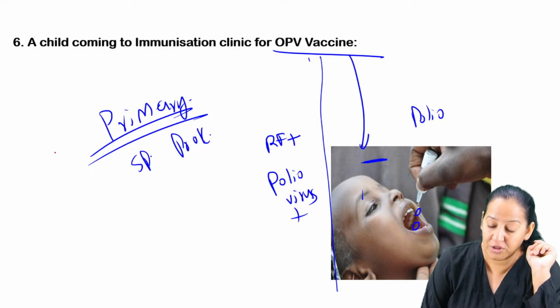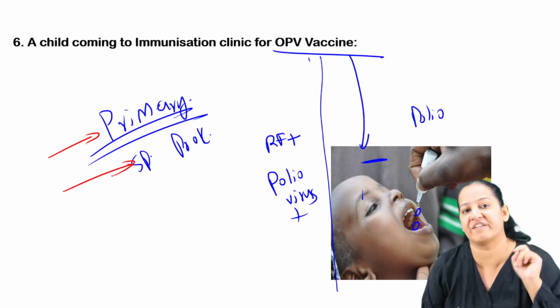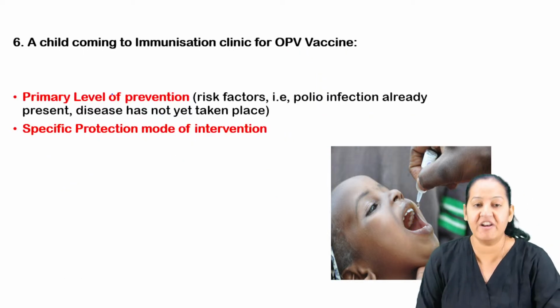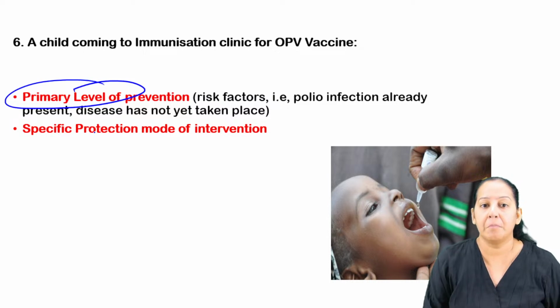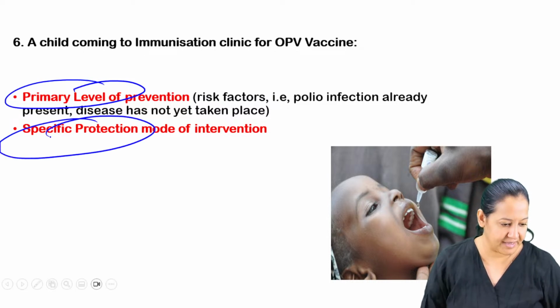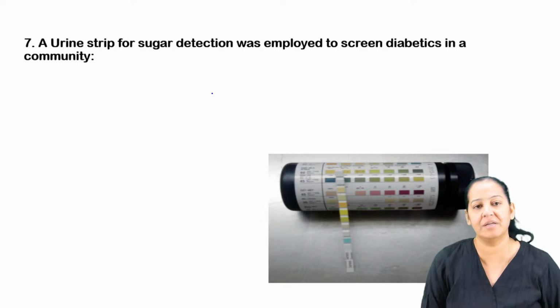You can get a question on the level of prevention and mode of intervention. You should know both. So level of prevention is primary and mode of intervention is specific protection. You are getting my point. That's it. So the next question.